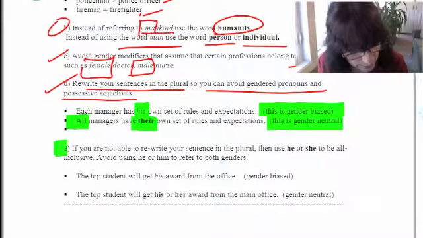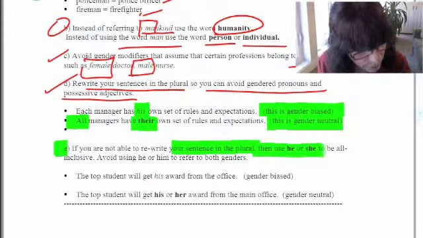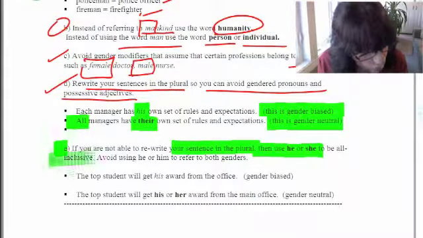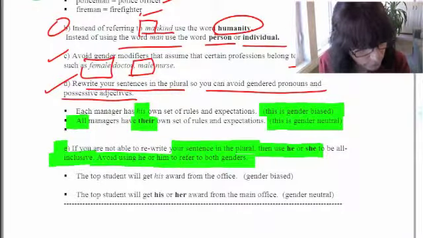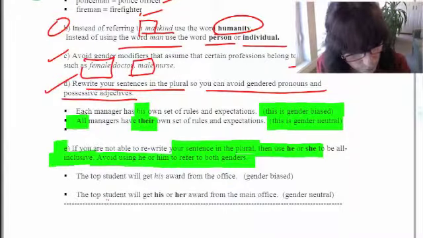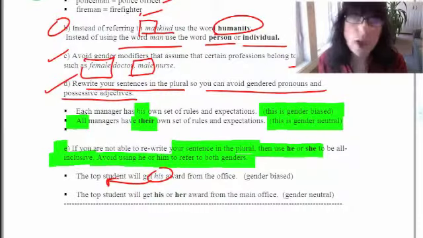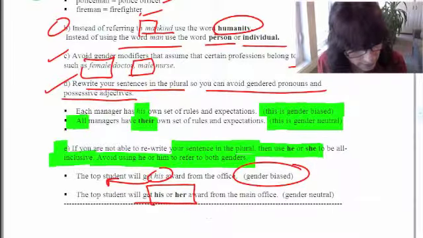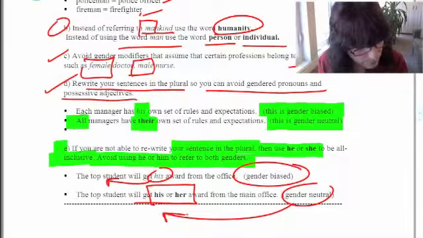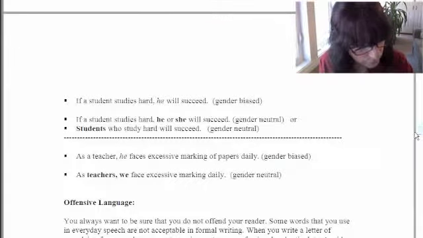And E, the fifth point, if you're not able to rewrite your sentence in the plural, then I suggest you use he or she in your sentence so that you're all inclusive. You should always avoid using he or him to refer to both genders. So look at this example. The top student will get his award. You're assuming that the top student is a male, and if you don't know that, it becomes gender bias. Whereas why not say the top student will get his or her award from the main office, and now it becomes gender neutral. You're not just referring to one gender.